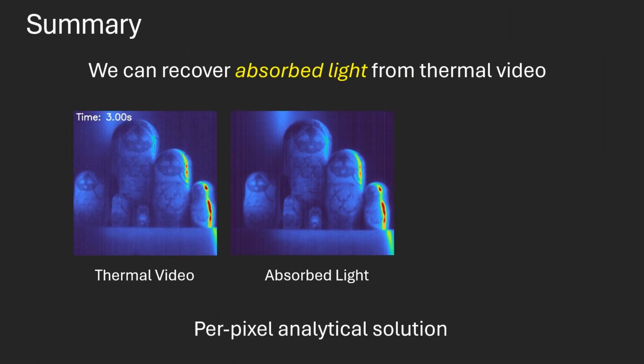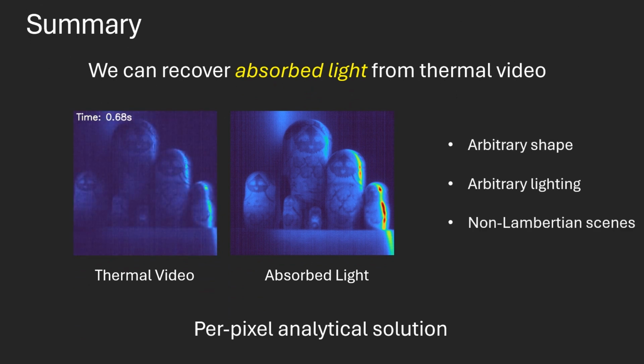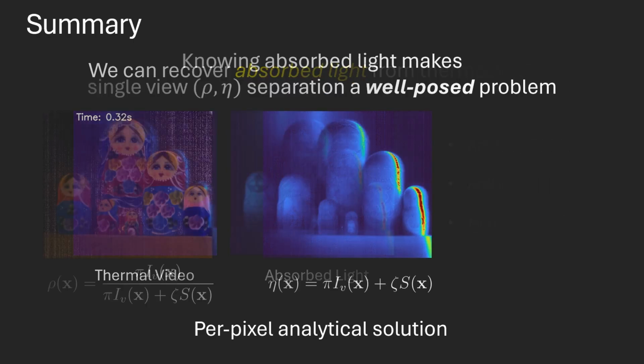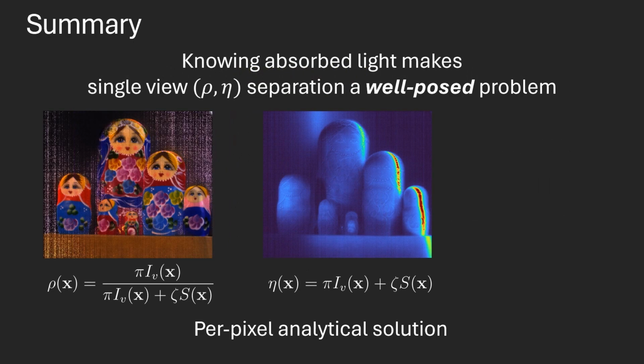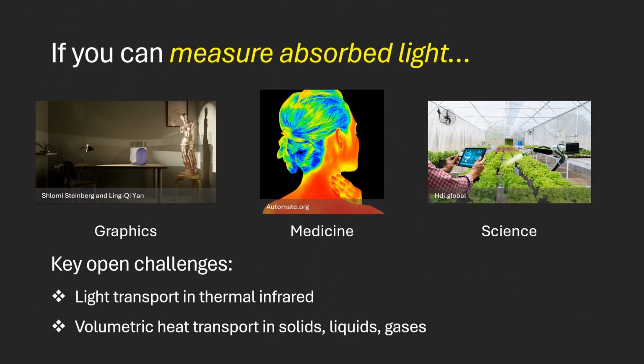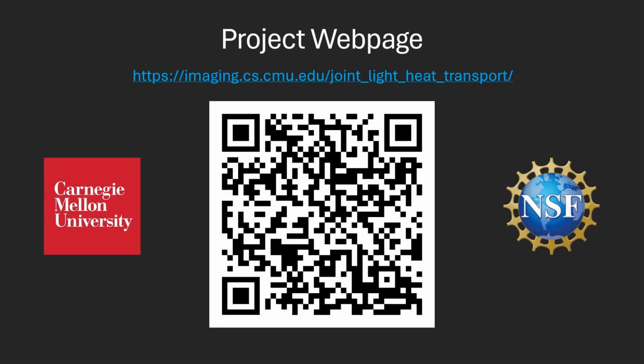In summary, this paper presents a novel approach to measure absorbed light from short thermal videos for arbitrary shapes, lighting, and even for non-Lambertian scenes. Using this absorbed light, we prove that intrinsic image decomposition is a well-posed problem for arbitrary shapes and lighting. Finally, we believe the ability to measure absorbed light without any knowledge about scene geometry, material properties, or lighting uncovers a new perspective to tackling problems in imaging, vision, and beyond. For more details, please visit our project webpage.